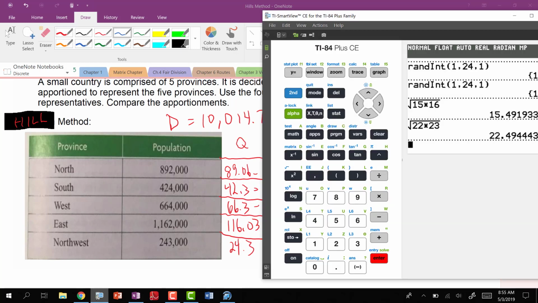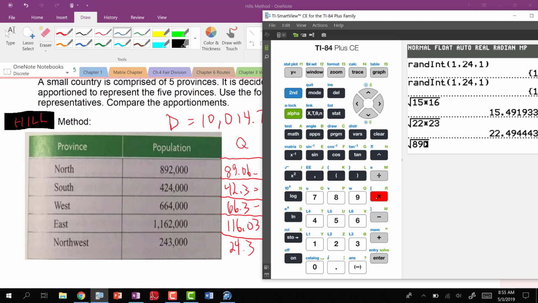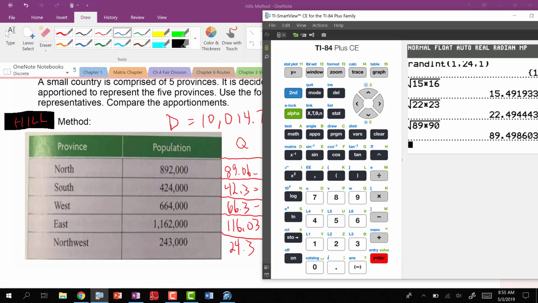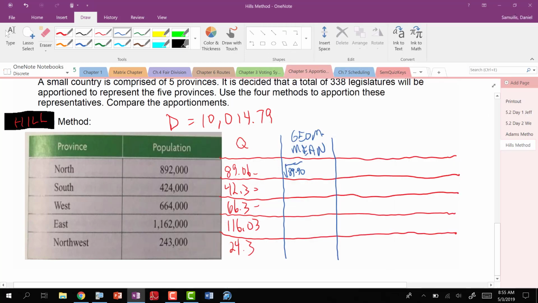I could do that on the calculator. I'd ask someone to do that, but I know the result of what would happen. So 89 times 90, I calculate it, and I get 89.498, which is good enough. This is smaller than that, so this will be assigned 89. Got it? This is how this works. I'm going to shut off the video and do the rest, and then you'll see online the result of this, and then what we have to do about it.